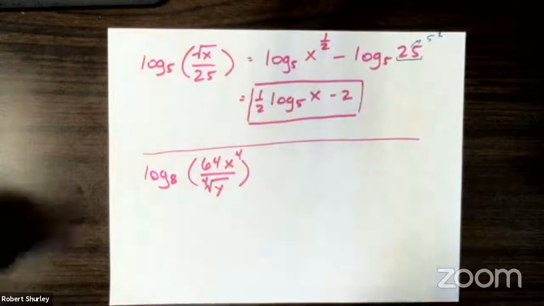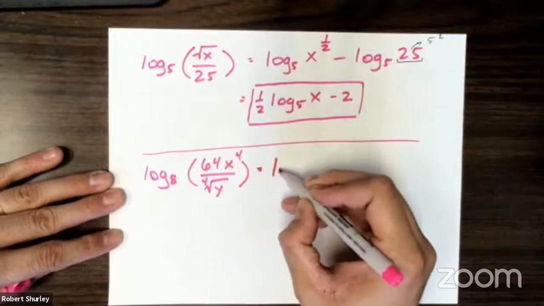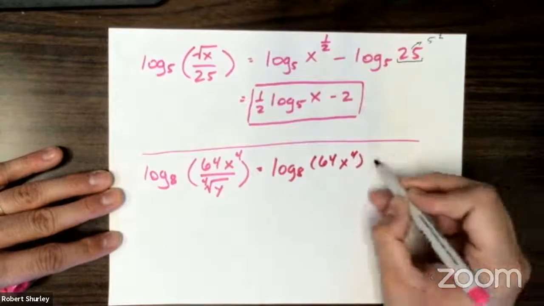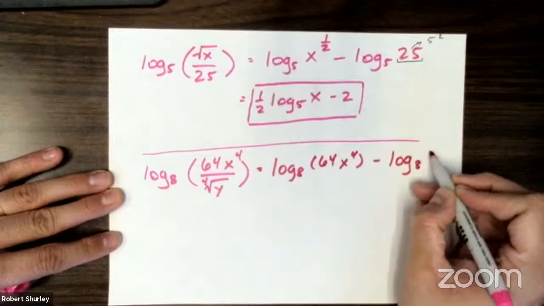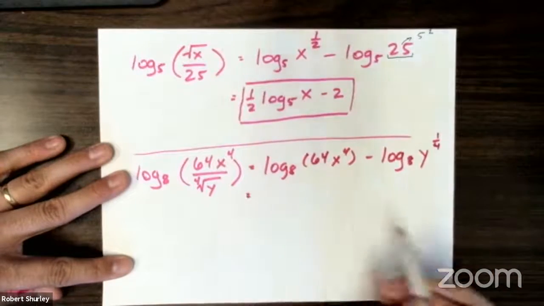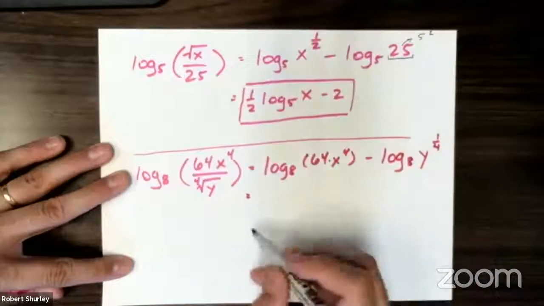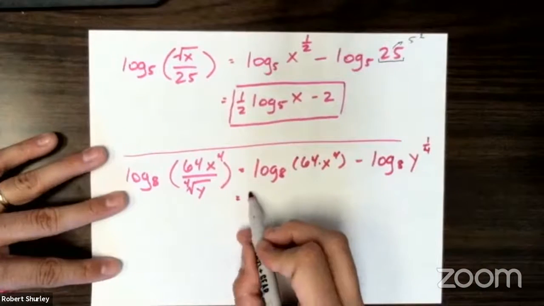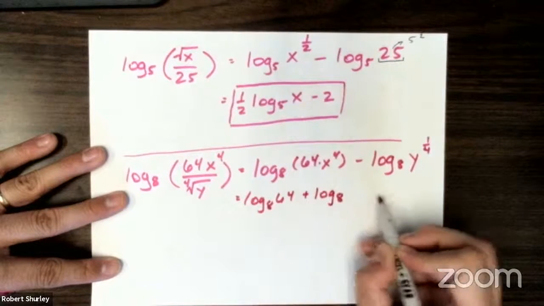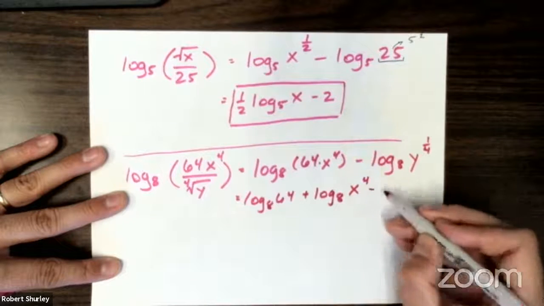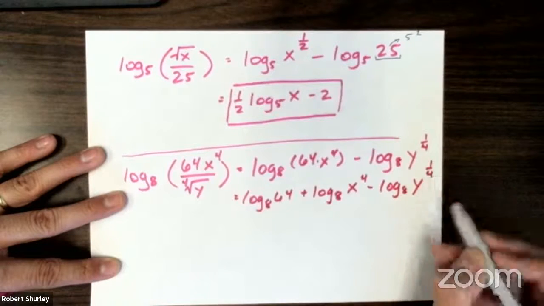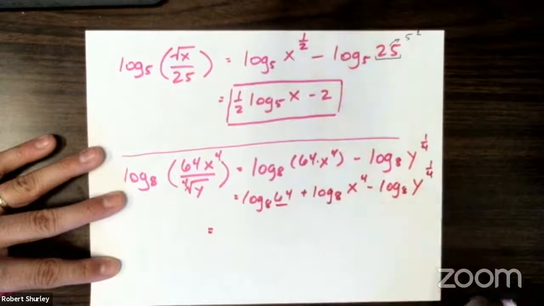Okay, let's see here. First, I've got division, so I'm going to do that first. Log base 8 of 64x to the 4th minus log base 8 of the 4th root of y, which I'm going to write as y to the 1/4. Now I'm going to separate this out, but there's multiplication in here, so I've got all three things going on: log base 8 of 64 plus log base 8 of x to the 4th minus log base 8 of y to the 1/4.